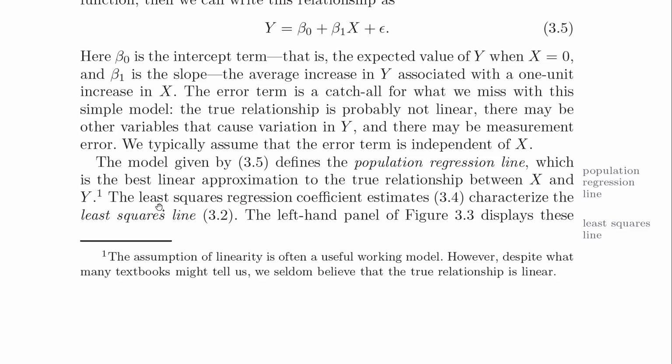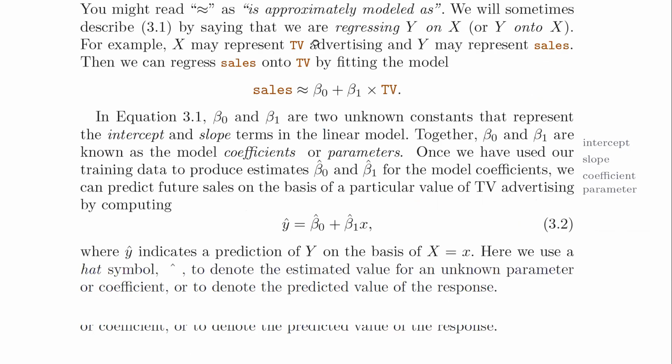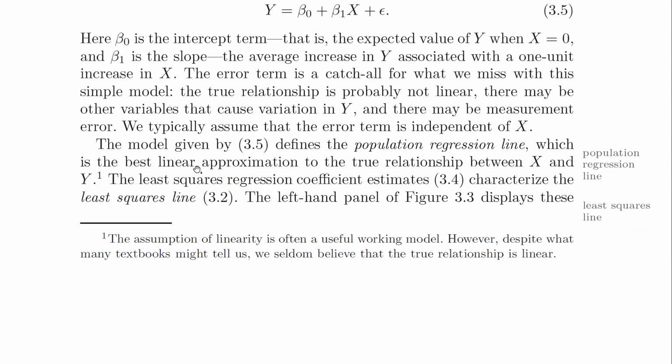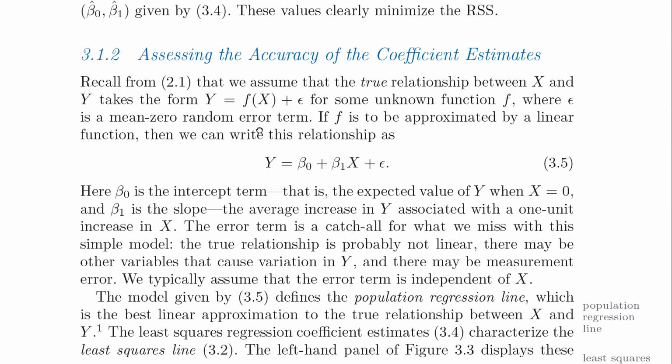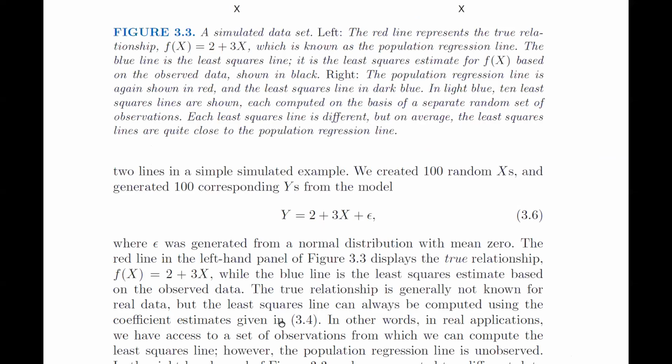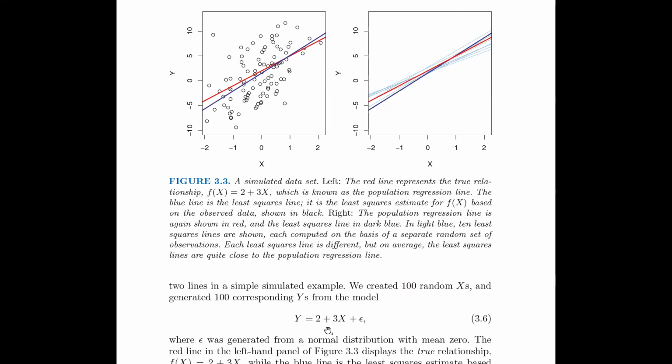Actually, what they're saying is the least squares regression coefficient estimates, not a verb, characterize the least squares line, 3.2. The left-hand panel of figure 3.3, which is next page, displays these two lines in a simple simulated example, which is very similar to what we did in our previous session using Excel. We created, I think, less than 20.